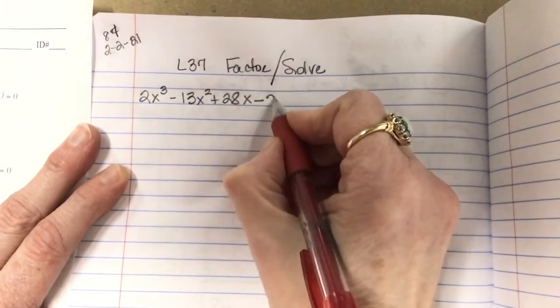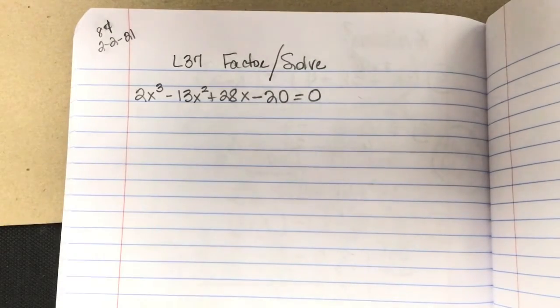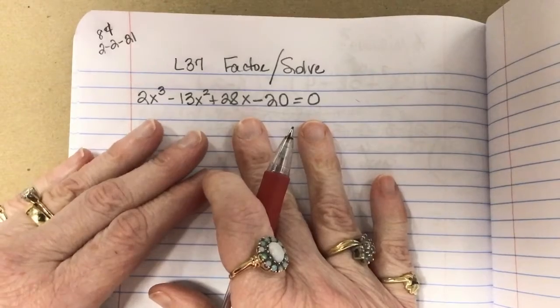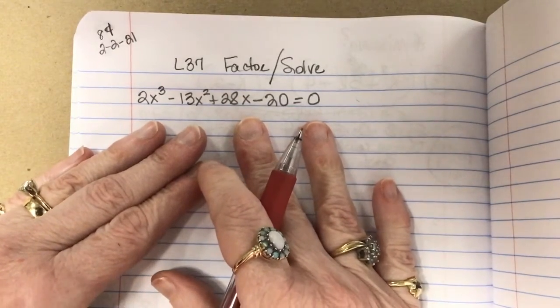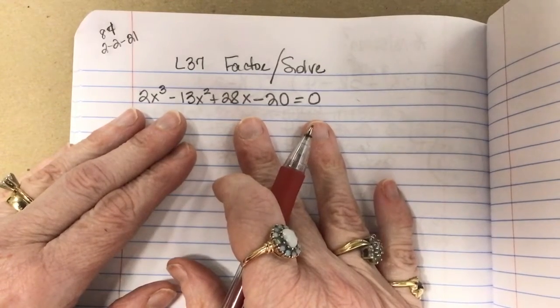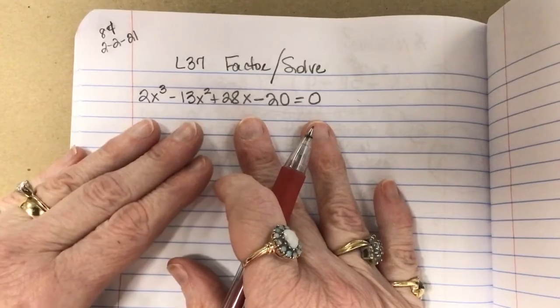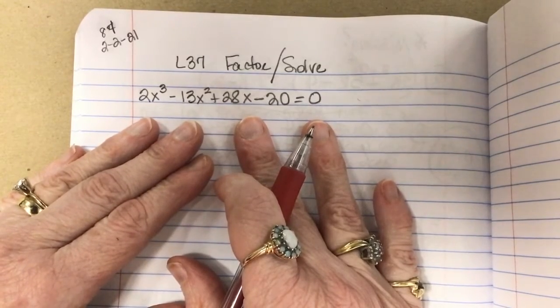minus 20 equals 0. Now, we've done this in terms of quadratics. It's an equation. We solve it. You have to have everything on one side to be able to solve it. We can't do the quadratic formula because it's not quadratic, but we can make it like a quadratic. So that's where we're going to use our synthetic division skills.